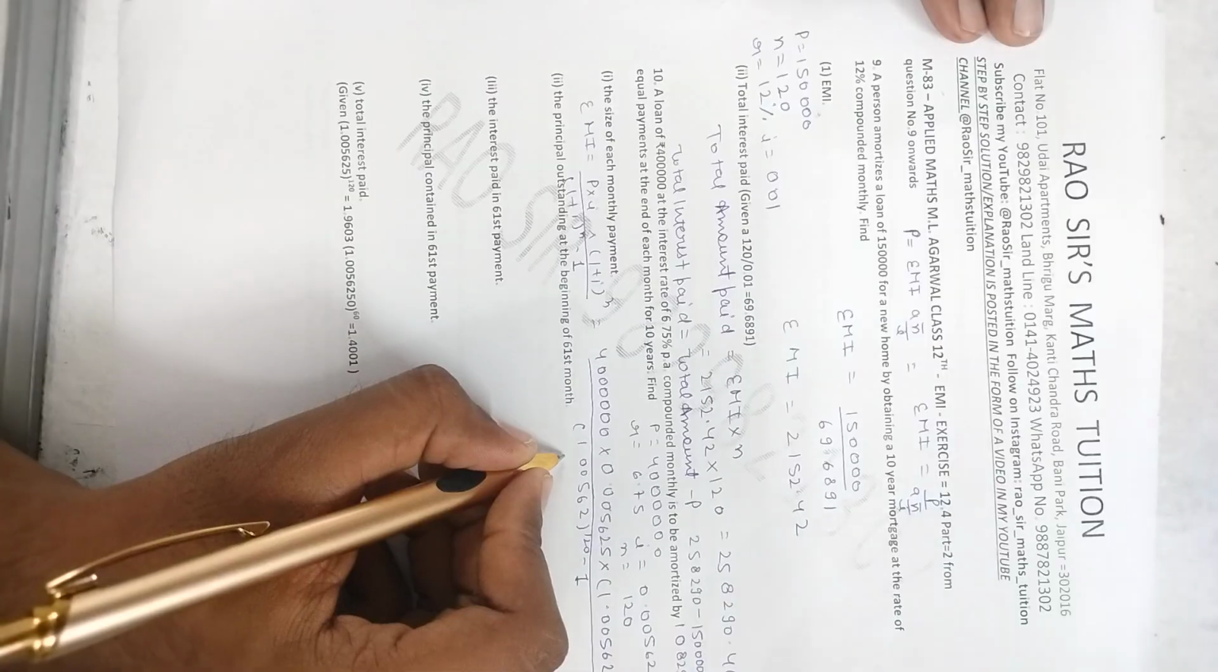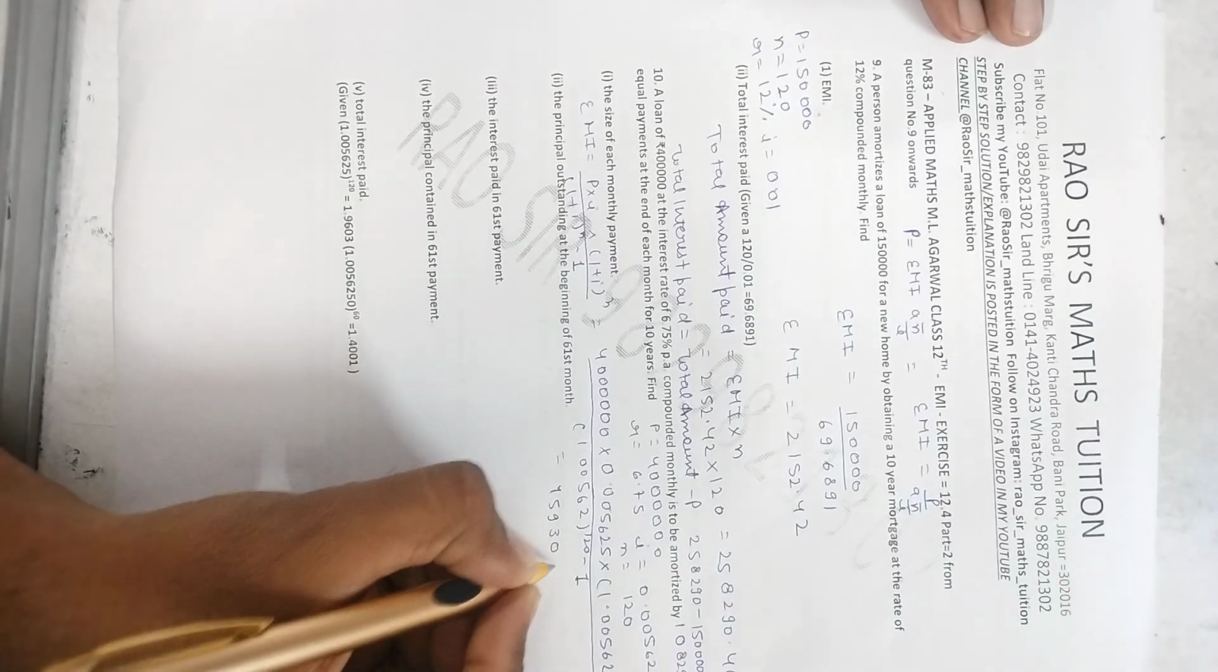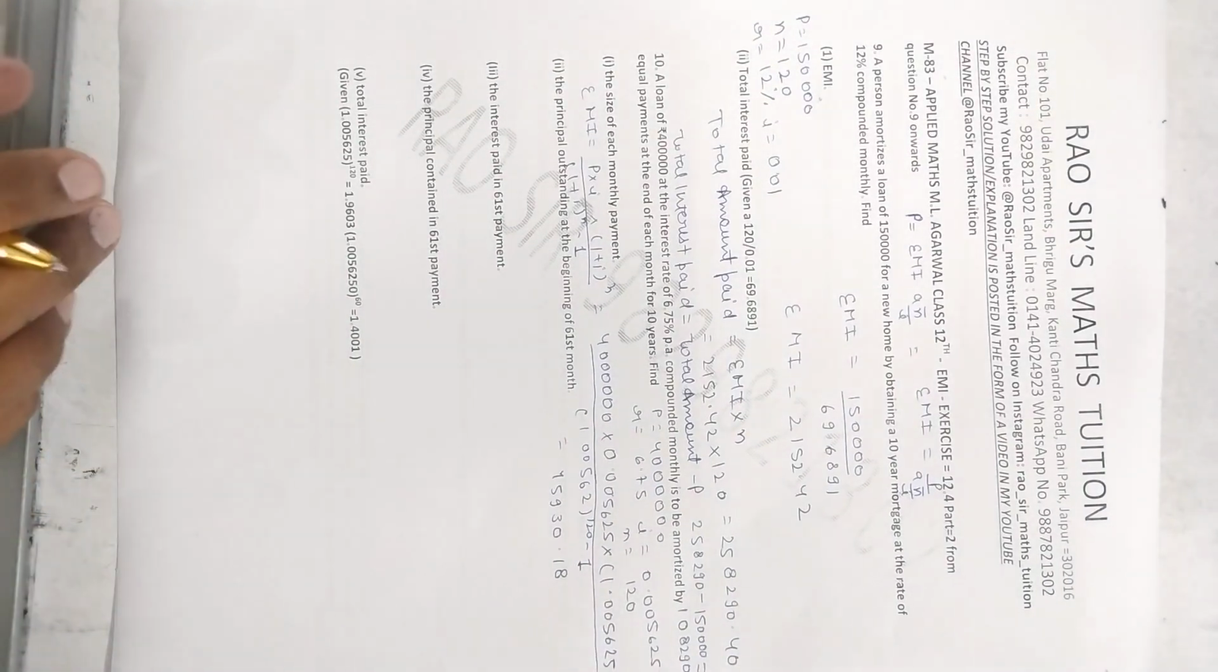Because there is no space, I am directly writing the answer. After solving it, you will get 45,930.18. Here, for this, you need not write again P, etc. The same question.